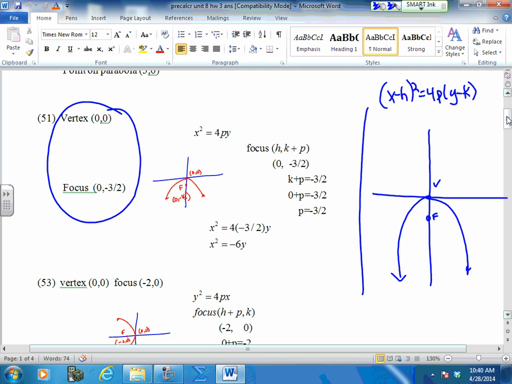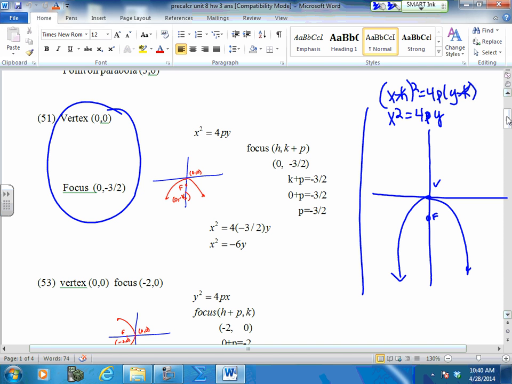What's the value of h and k at the origin, where our vertex is? 0, 0. So I'm going to take this out with the 0. Is that okay with you guys? X squared equals 4py. Now, either I can find p or I have a point x and y. In this case, I can find p.